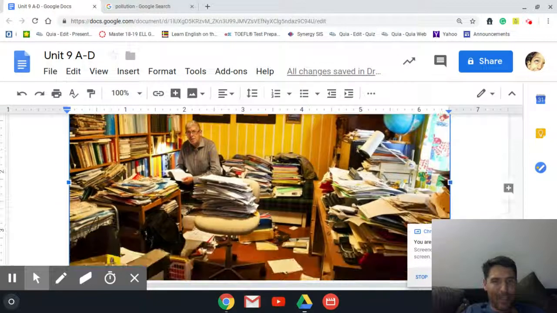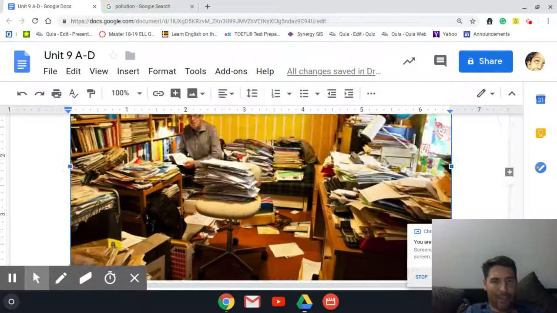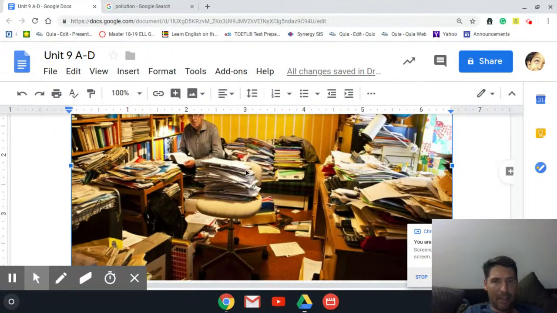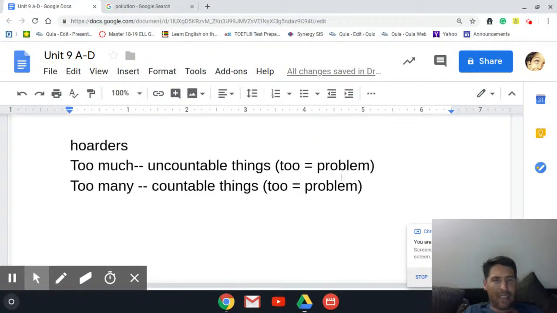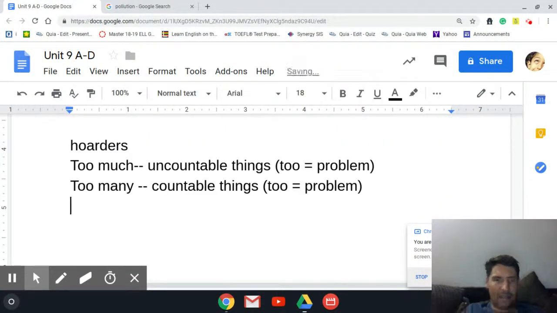Okay, if you were to enter this house, this person's house, this person's room, right? You see all the stacks of paper, right? Paper is generally uncountable. You might say there is or there are too much paper. What do you think?